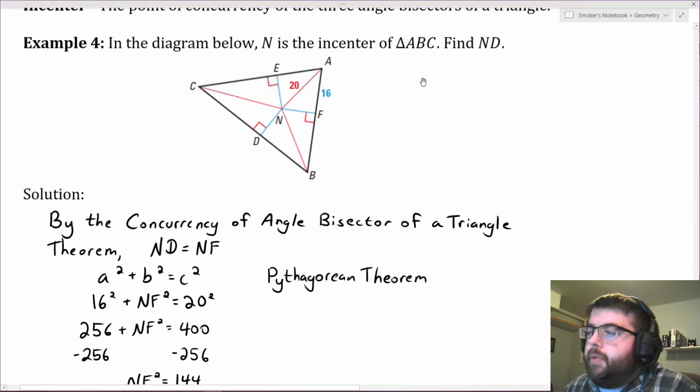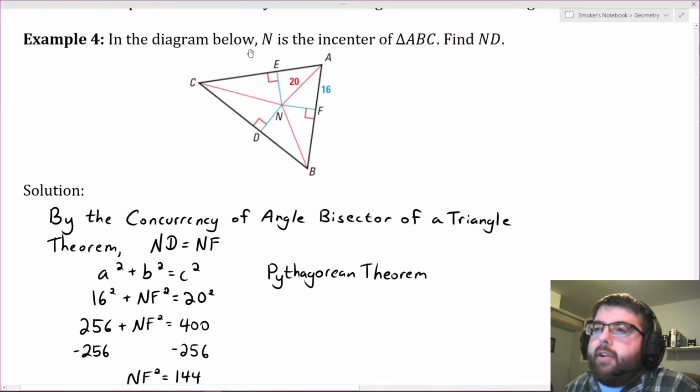Example 4, let me just move this up. In the diagram below, N is the in-center of triangle ABC. Find the distance ND. So distance ND would be the same as NF and the same as NE, but we're not given NF or NE. We're given NA, which is not going to be exactly 20, or we're given AF, which is not going to be exactly 16 though.